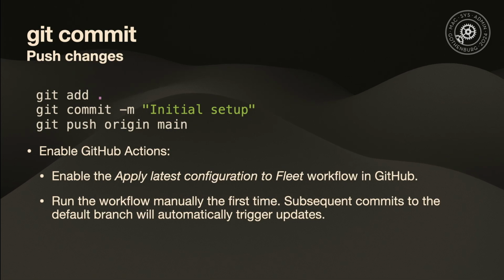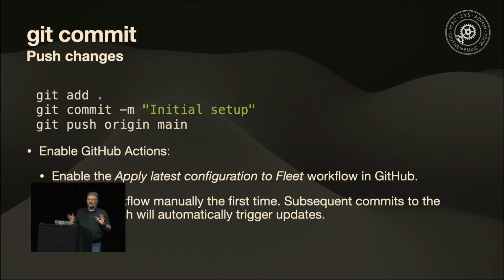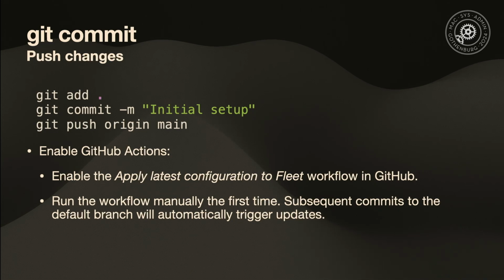So after you push your changes to GitHub, this will automatically apply the latest configuration to Fleet through this workflow. The little caveat here is you will have to run it manually the first time, just to set up all the boundaries and bumpers of this process, but after that, the CI process should take care of that. And this setup ensures that your fleet is always in sync with everything that you've configured in that repository.